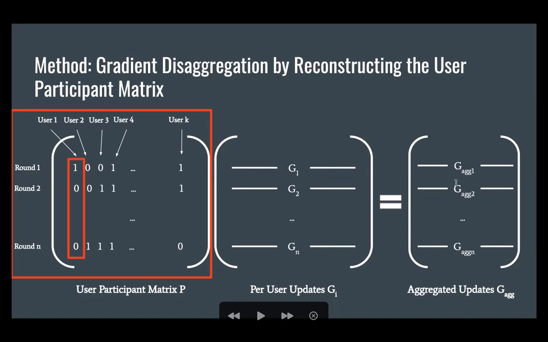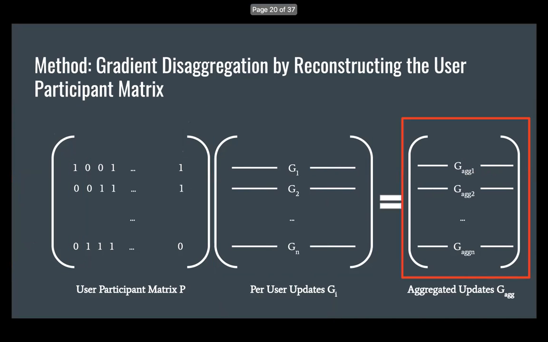And let the capital G aggregation represent the final aggregated model updates across rounds. So each row represents the aggregated model update received by the server in a round. So we can see that the aggregated model update is a multiplication of the matrix P and the matrix G.